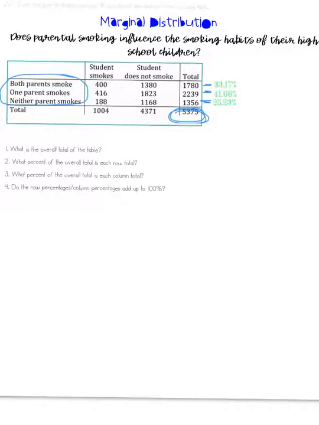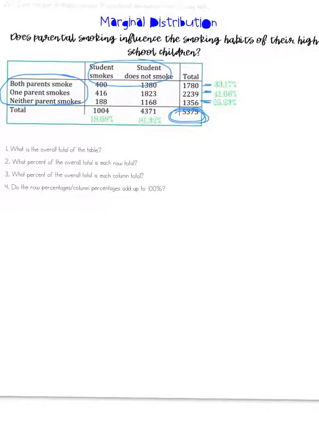Alright, so go ahead and pause the video and come up with the marginal distribution for the variable about the student, whether or not the student smokes. So go ahead and calculate those column totals. So hopefully you were able to come up with 18.68% of these high school students do smoke and 81.32% do not smoke. And when I add those together, 18.68 plus 81.32, I get 100%. So every one of those 5,375 students fell into one of those two categories.